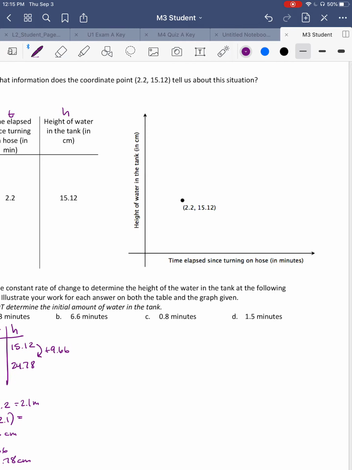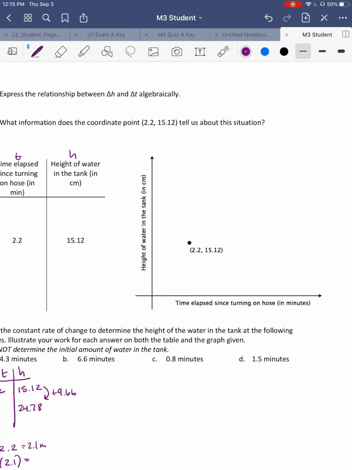If I wanted to show that on my graph, it's just very similar. So here I could say this is my change in time of 2.1. We don't have units on our axes, so we're just kind of making it up. In that 2.1 minutes, the height is going to go up by 9.66 centimeters, we said. And so that gives us this new point: at 4.3 minutes, the height is 24.78 centimeters. So that's part A.